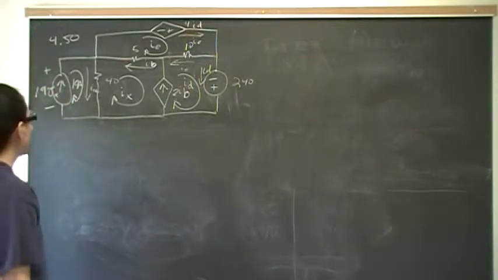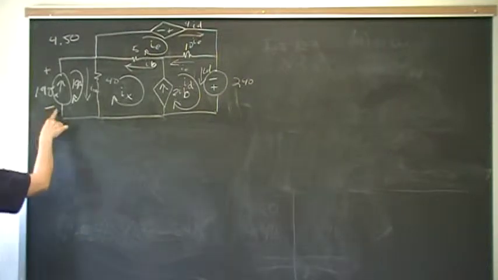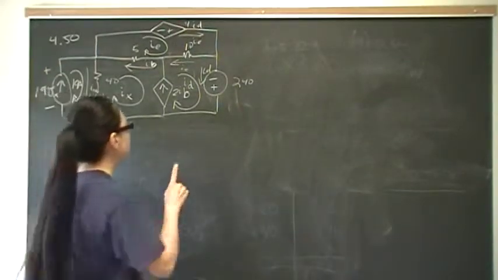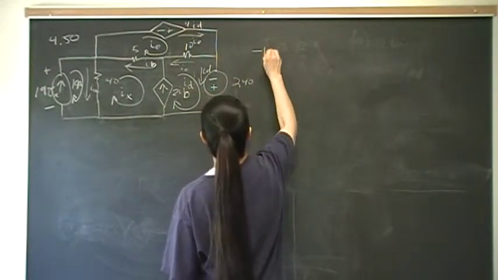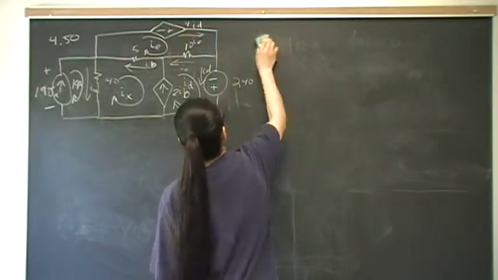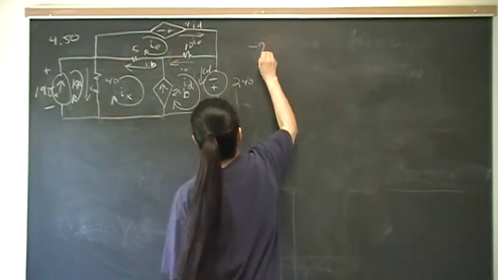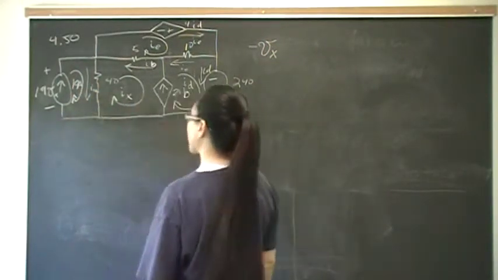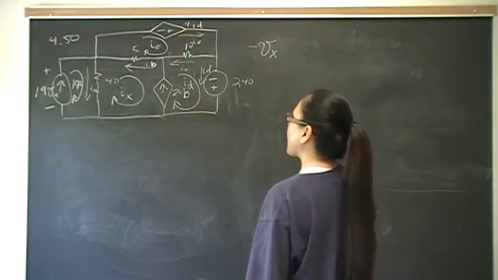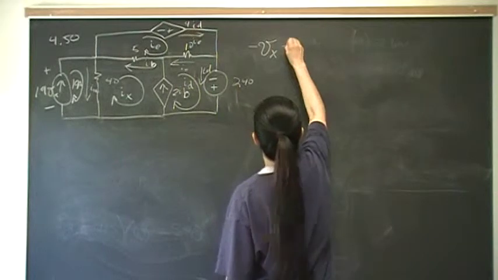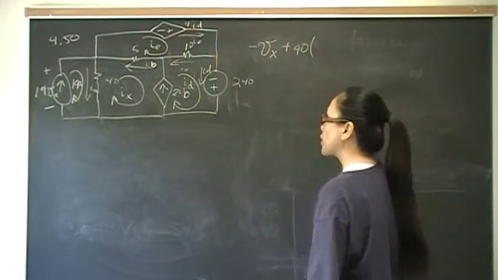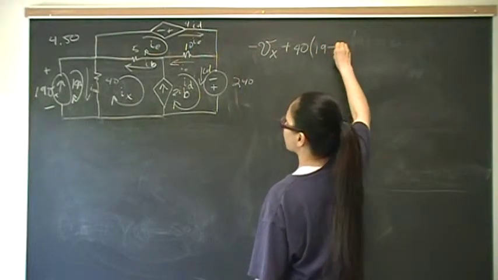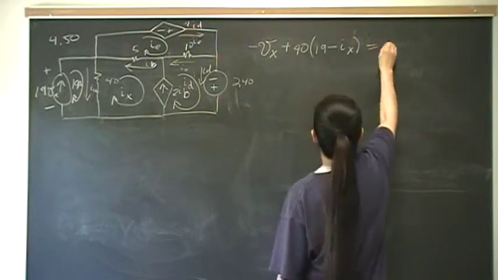Okay? And the direction of the voltage rise is going up, so the potential is going up, right? So it's going from minus to plus. So that means the first term in that equation is minus Vx. And the next term is going to be the next voltage drop across the 40 ohm resistor, and that is going to be plus 40. So V is equal to IR, the R is 40, the I is a net current of 19 minus Ix, and that's going to equal 0.